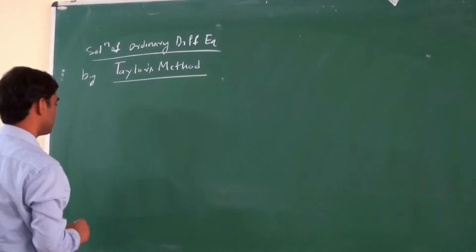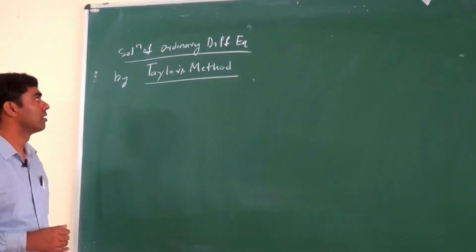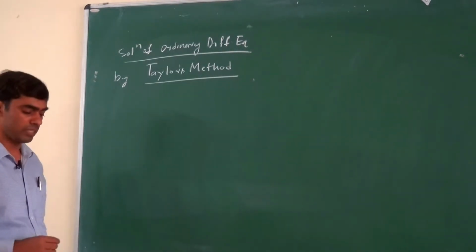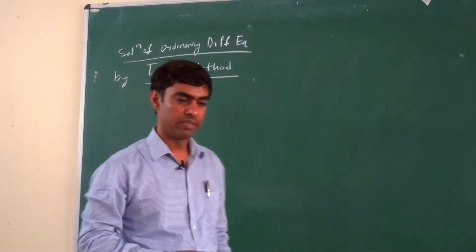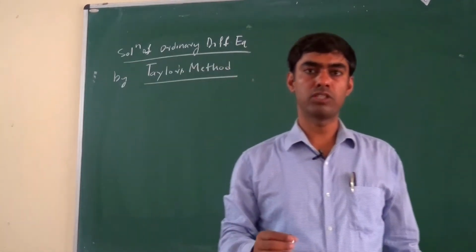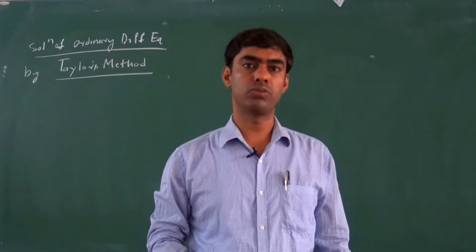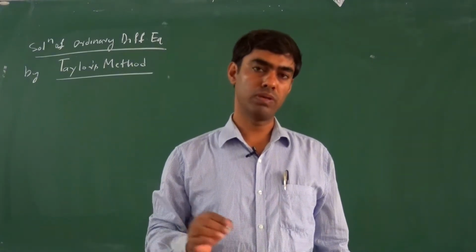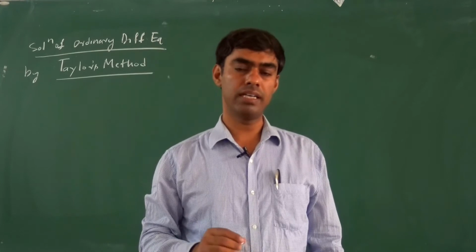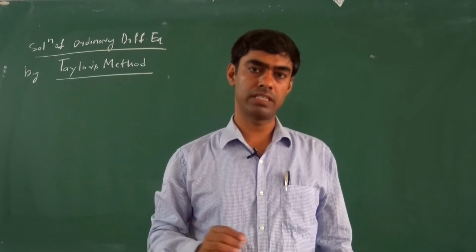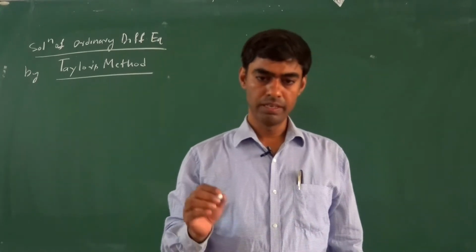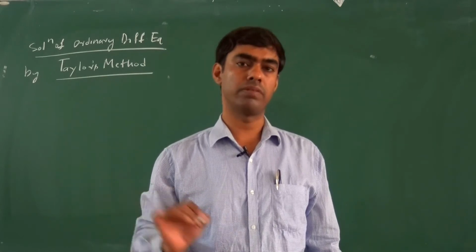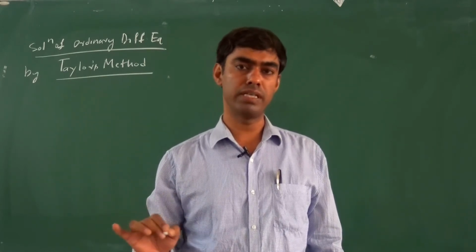So what happens in Taylor's method? As we know, all the numerical methods to find the solution of an ordinary differential equation give a point-wise solution. First we find x1, y1 with the help of x0, y0. Then we find x2, y2 with the help of x1, y1. And we find xn+1, yn+1 with the help of xn, yn. With the initial condition x0, y0, we find x1, y1, then with x1, y1, we find x2, y2.